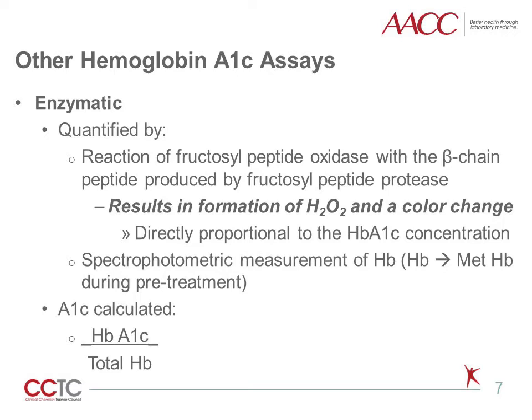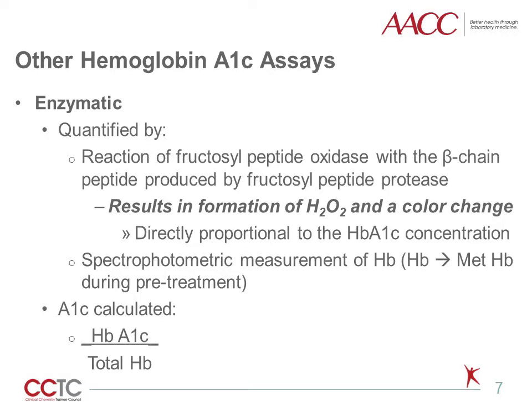However, in the enzymatic method, hemoglobin is measured spectrophotometrically as methemoglobin, which is produced during the assay pretreatment with an oxidizing reagent. The second step in the assay is to use a protease to cleave the peptide containing the glycated site from the N-terminus of the beta chain with fructosyl peptide protease. This peptide is then further processed by treatment with fructosyl peptide oxidase, producing hydrogen peroxide. The hydrogen peroxide reacts with a color reagent to form a color change that can be quantified.